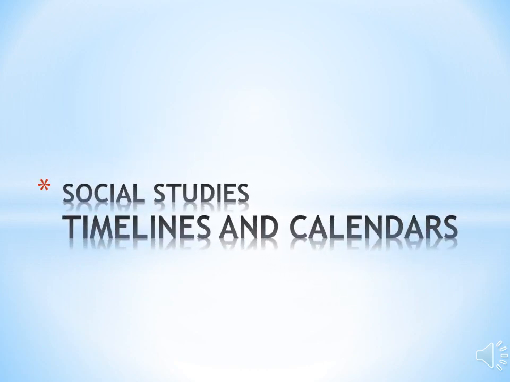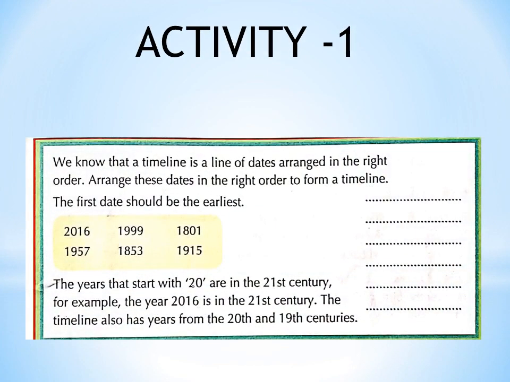Today in social science or social studies, whatever you say in this class, we are going to start a new chapter again, and the chapter is chapter 3, timelines and calendars, and the page number is 25. Like all other classes, before starting the chapter we will have to do one activity. Can you see one box given on this page and what is written inside the box?